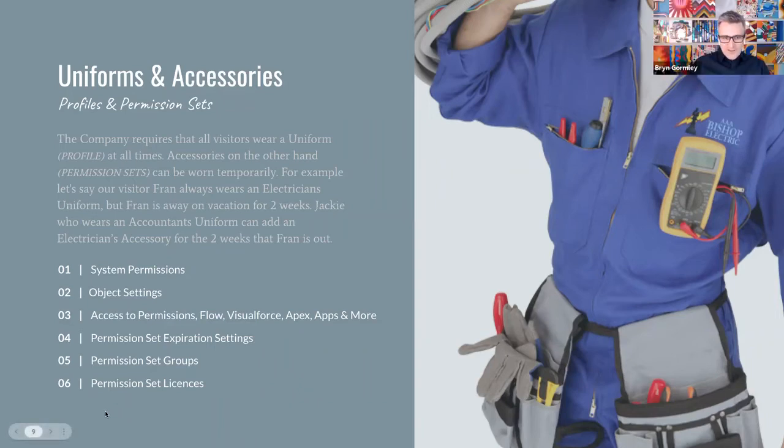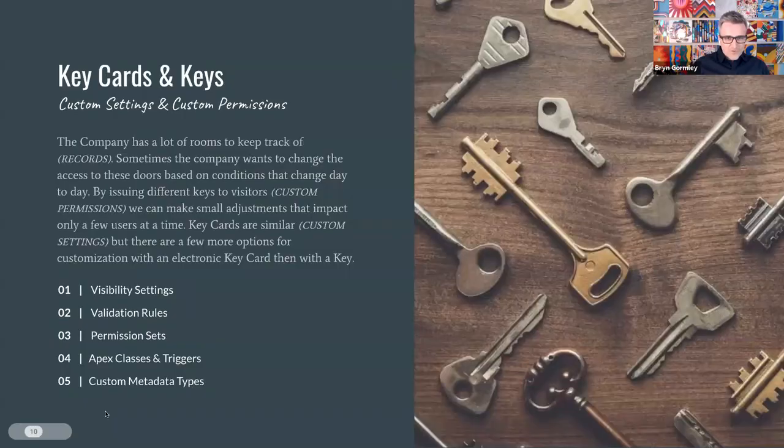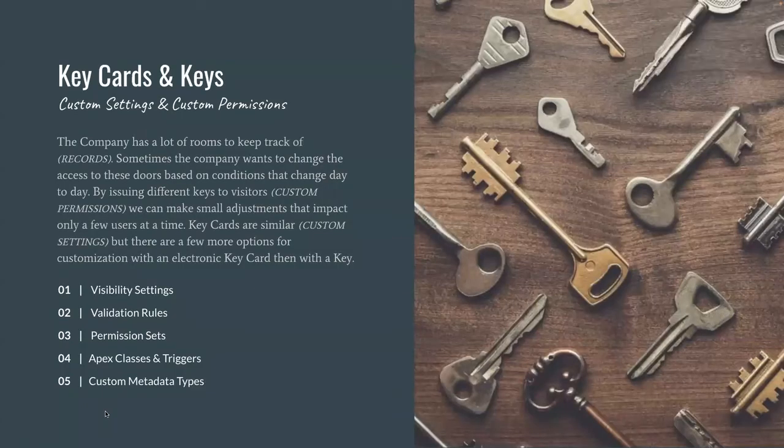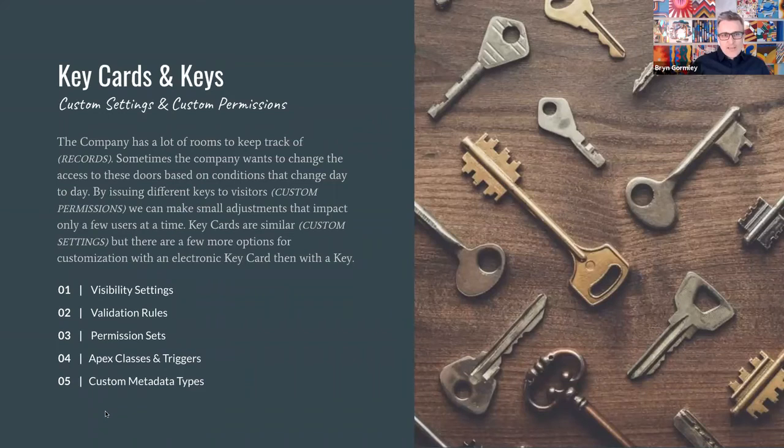So a couple more slides. Two more things I want to talk about. One is key cards and keys. The company has a lot of rooms that they need to keep track of. And sometimes, unlike the uniform, which is a big sweeping set of access, our company might want us to make access changes in a way that's incremented or small. So custom settings and custom permissions are going to be very useful.